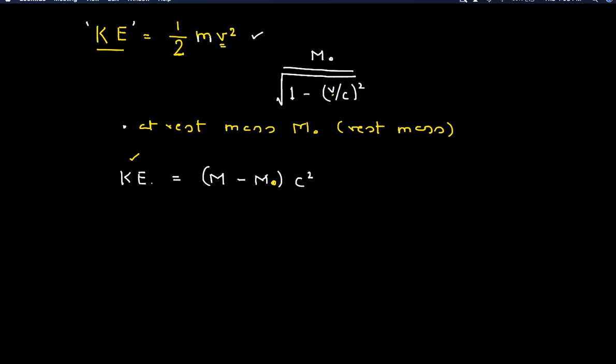This is the mass of an object whose rest mass is m naught and which is moving with velocity v. Mass increases by this much, and the difference between the mass at rest and the current mass, times c square, will be its energy, which got converted into mass while it is moving.